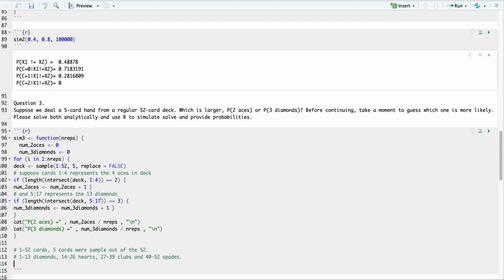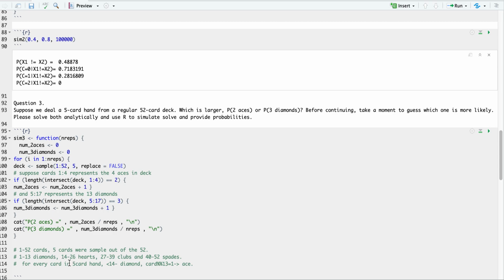Right, so for every card in the 5-card hand, just check if it was less than or equal to 13, then that would have been a diamond. And for every card modulo 13, if the value was 1, that would have been an ace. So you could just have counted the number of times you had an ace and the number of times you had a diamond.